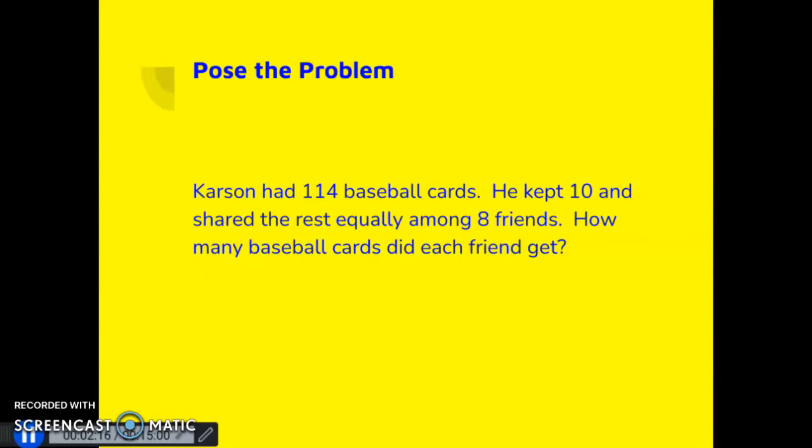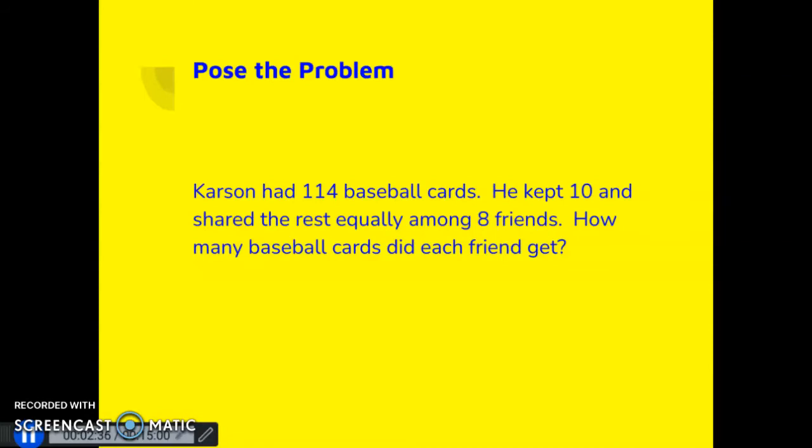What do I know now about this problem? What kind of operation would I need to do, or would I even need to do one to see how many cards that he has left, that he's going to do something else with? So I've got to think about what operation is going to take place.